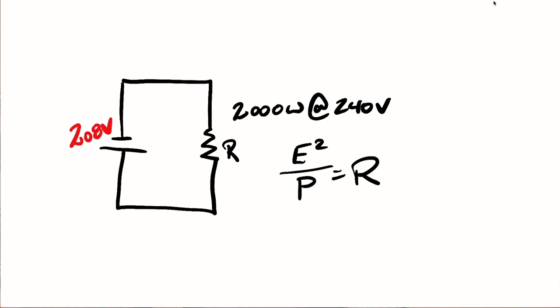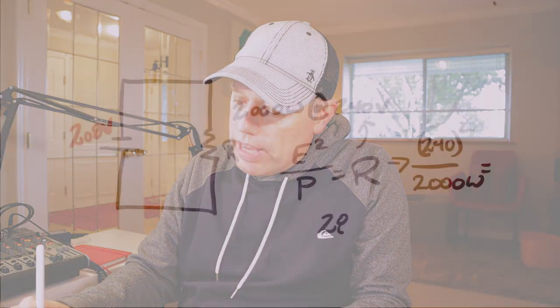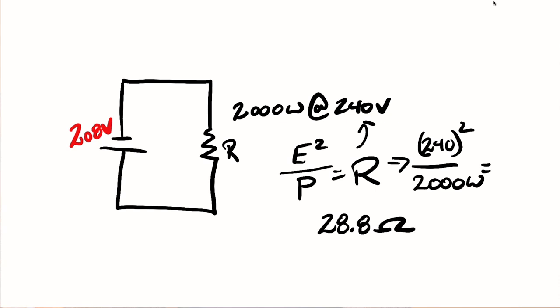So what we do is use this to figure out what the resistance of this baseboard heater is. We do the calculation here, so that becomes 240 squared over 2000 equals, and we punch in the calculator here, showing you how we're doing this all live and on the fly. 240 squared divided by 2000 equals, so this ends up having a resistance of 28.8 ohms. That's the resistance of that heater.